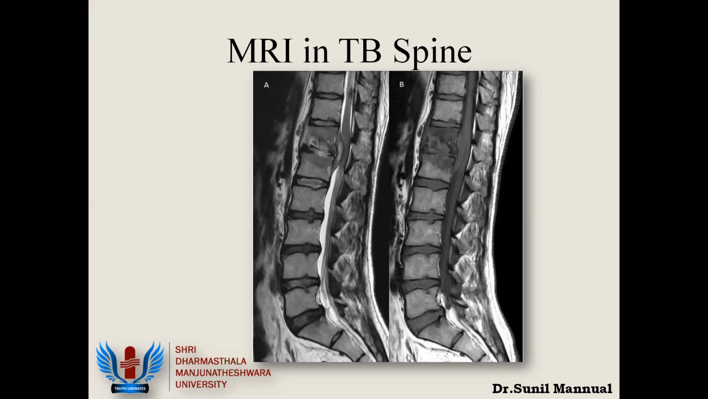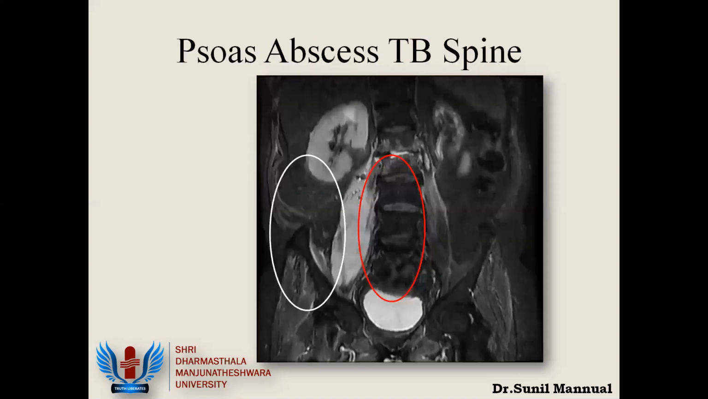So any index of suspicion, anything that suggests towards tuberculosis, anything that suggests an infection, always try to convince the patient for an MRI scan. Moving on to slide number 19, it clearly shows a picture of how a psoas abscess looks.